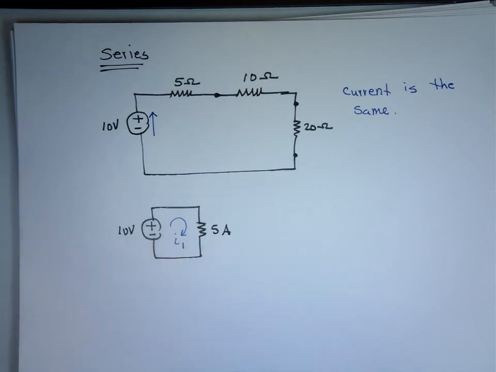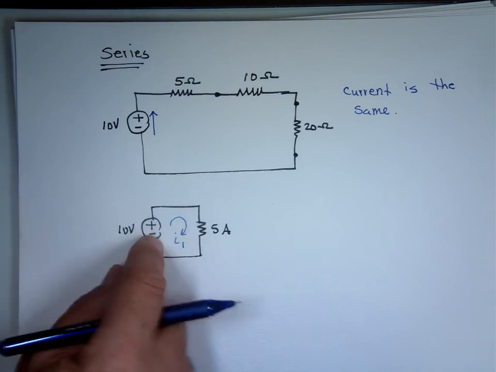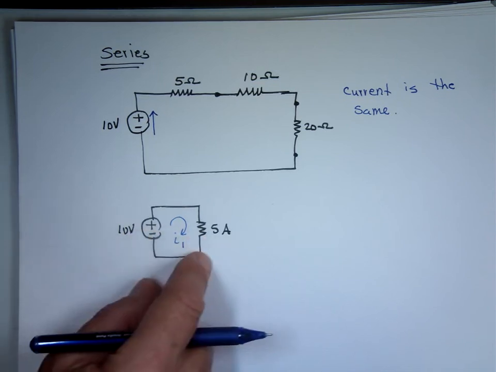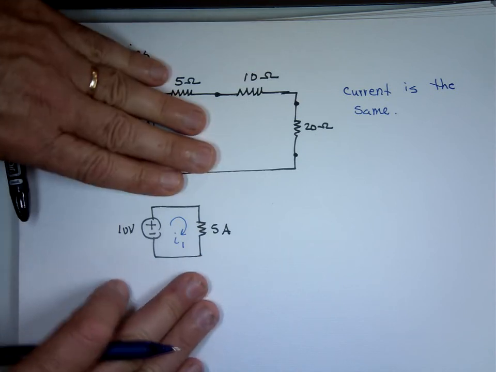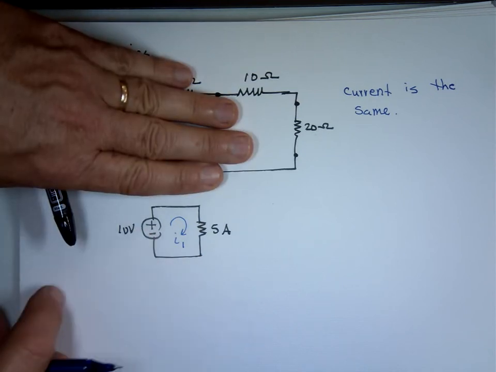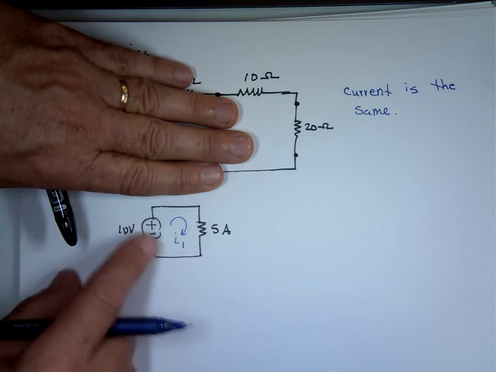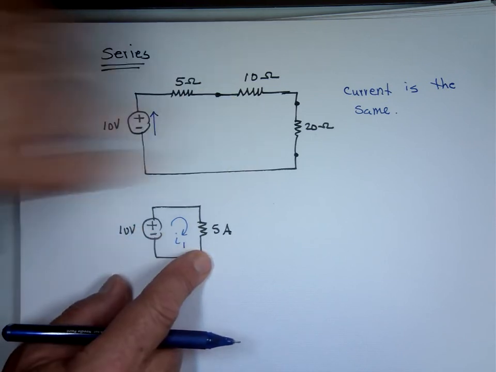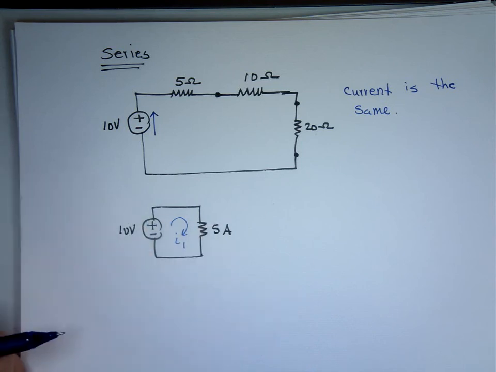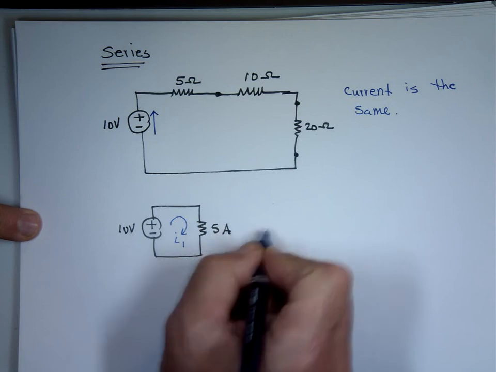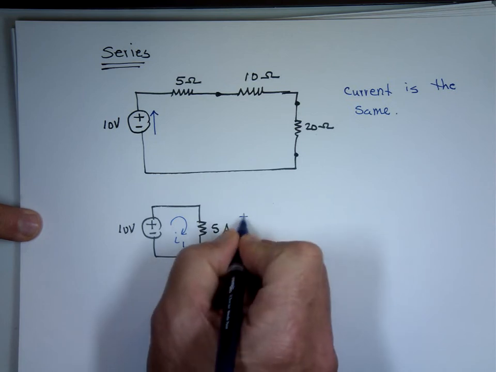Well, I look at these two and I go, how are these two connected? Right now, these two are connected in parallel, aren't they? Right? So if they're connected in parallel, wait a minute, the voltage is the same. If the voltage is the same, that means the voltage here is going to be plus to minus 10 volts.